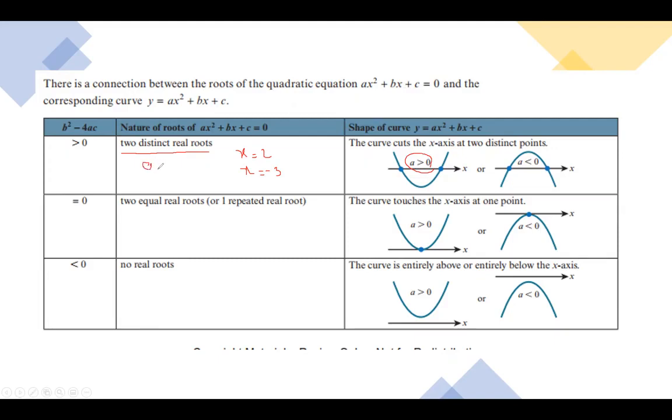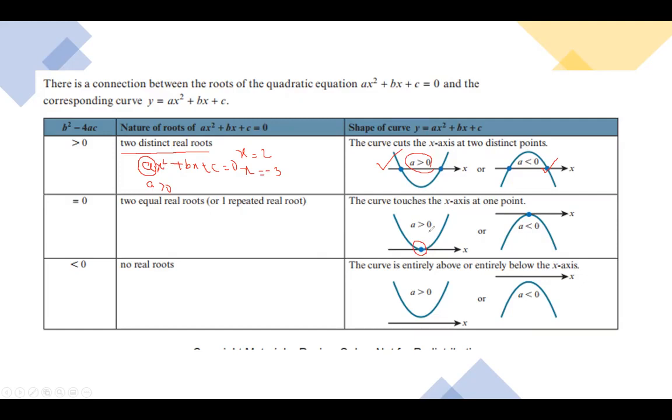What is the value of a? In ax square plus bx plus c equals 0, the coefficient of x square is the value of a. When a is greater than 0, the graph is this one, and when a is less than 0, the graph is the inverse of the a greater than 0 case. Okay, now when the discriminant equals 0, the peak point touches the x-axis, so there's a coincident point.